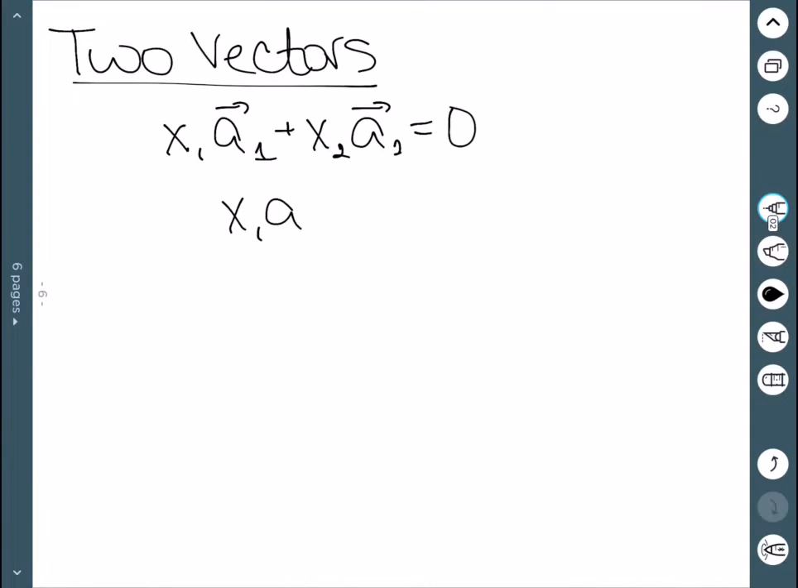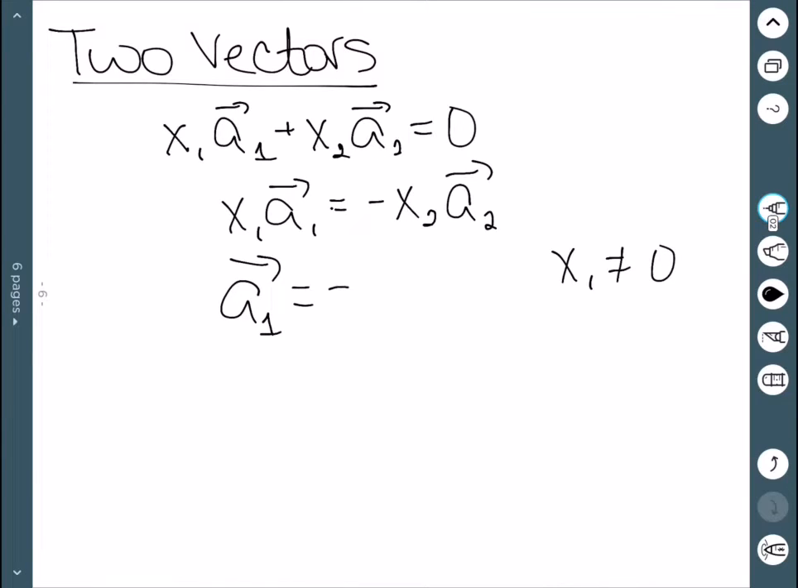I can subtract 1 from the other side. And since I'm trying to figure out when this has a non-trivial solution, we can assume that x1 is not equal to 0. If we want a non-trivial solution, at least one of these has to be non-zero, so let's assume it's x1. Then I can divide both sides and get negative x2 over x1 times a2.